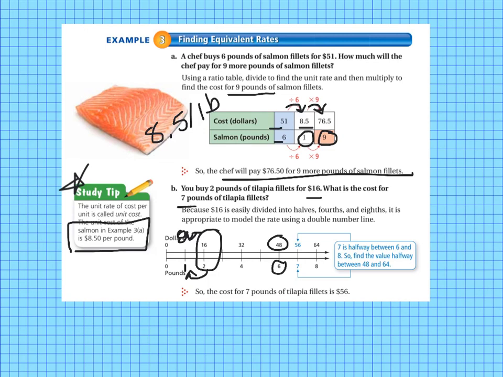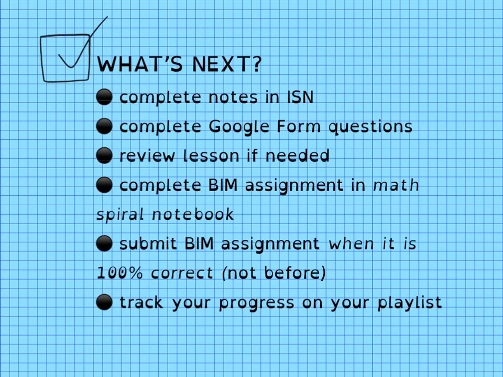So 7 is halfway between 6 and 8, and to find the value halfway between 48 and 64, you're going up by $8, so 48 plus 8 is 56. So the cost for 7 pounds of tilapia fillets is $56. So you can do this number line thing, or you can find the unit cost and figure it out that way. Either way works.